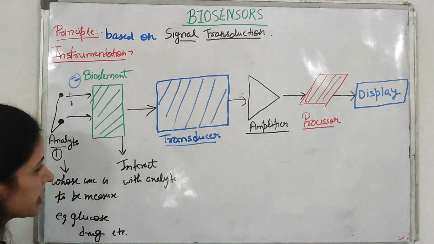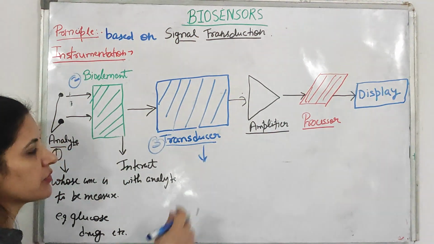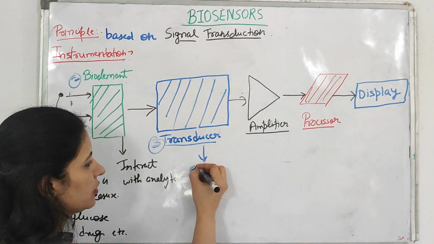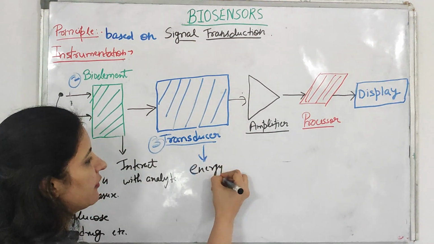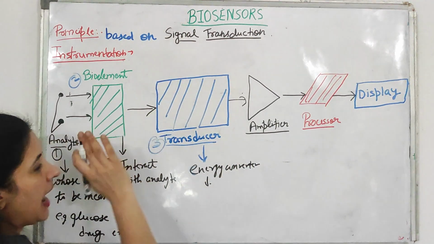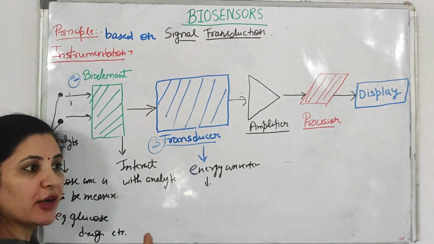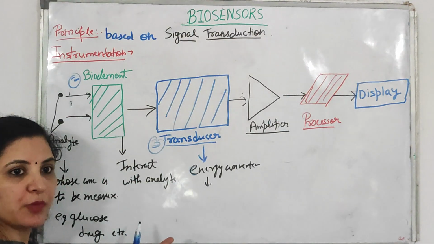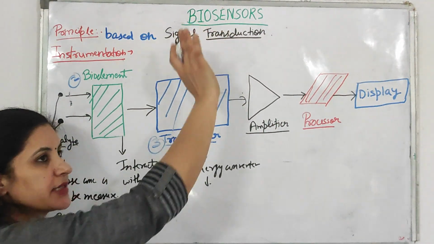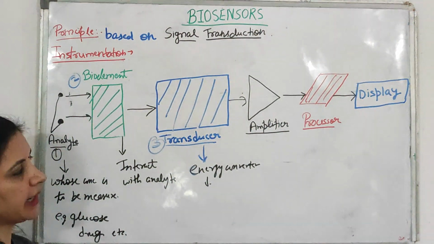What is the third thing? The third thing is your transducer. What is the function of this transducer? This transducer is basically an energy converter. When the analyte binds with your bioreceptor or bioelement, what kind of signal will be there? It gives you a biological response, because these are biological things. Yesterday we already discussed that in the term biosensor, bio means biological system, and sensor means something that senses or detects.